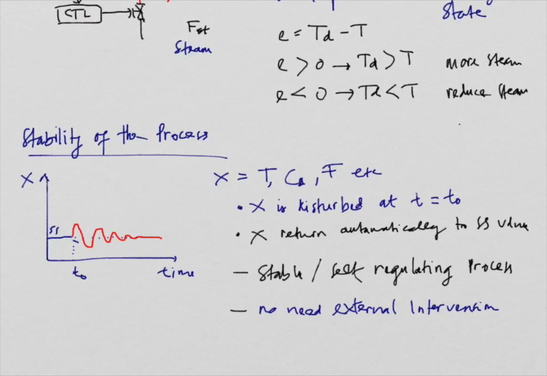What does it mean by this? No external intervention needed. We can say this: no control system is needed. Why? Because the system is stable and the X value will return automatically to the steady state value. So there is no control system we need. Okay.